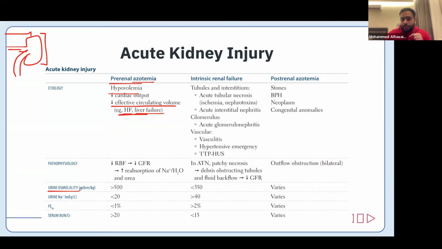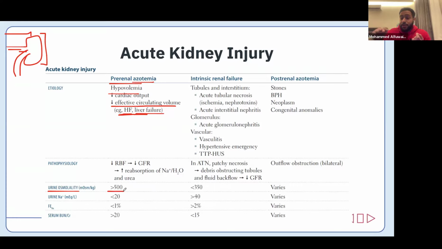Increase or decrease? Increase. It will raise it. Easy. Why? Is because it's absorbing a lot of volume, water from the tubules into the blood. So in the tubules itself, it will be more concentrated with solutes. So the urine osmolarity will be elevated.